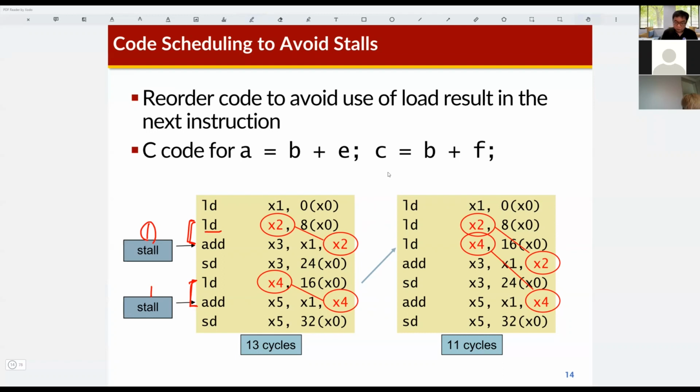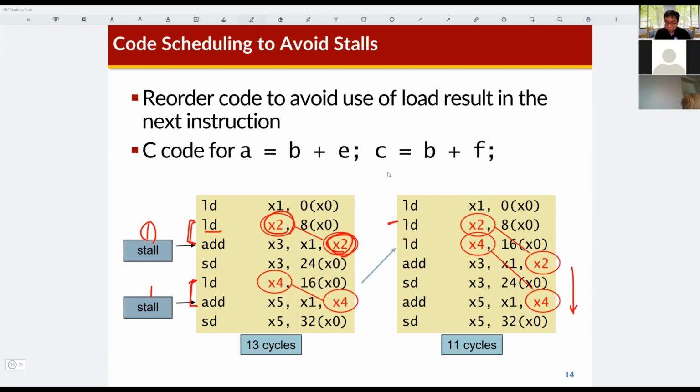But as you can see, there is a data dependency from load and add, from here to here. But if we can insert any independent instruction between this load and add instruction pair, then we can avoid the data hazard like this. So this is the optimized code. The right side code is the optimized code. How?